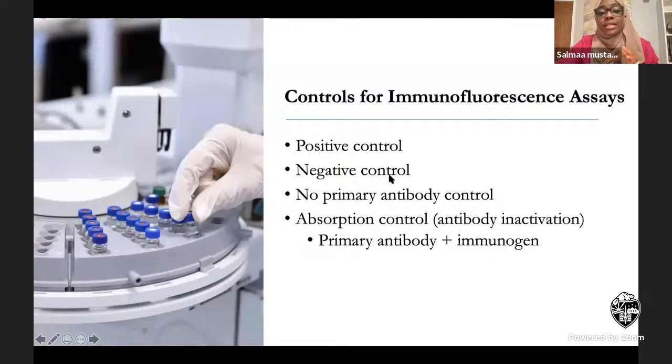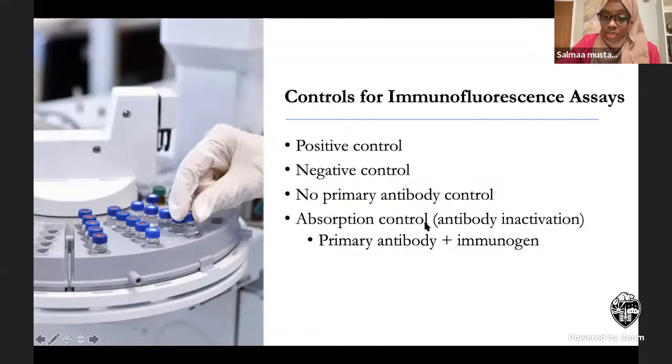Your negative control is the population of cells that you know are not going to express that protein. The no primary antibody control is the one where you're trying to see if your secondary antibody is having some background reaction with the cells itself. Okay, so that's needed if you're doing the indirect method of the protocol steps.